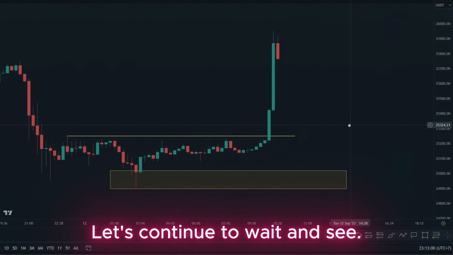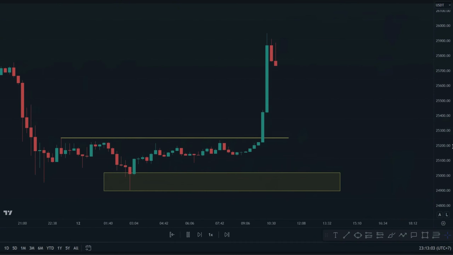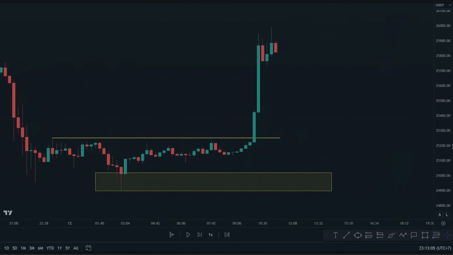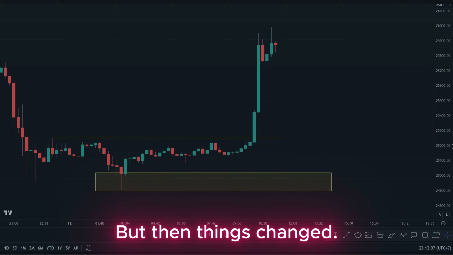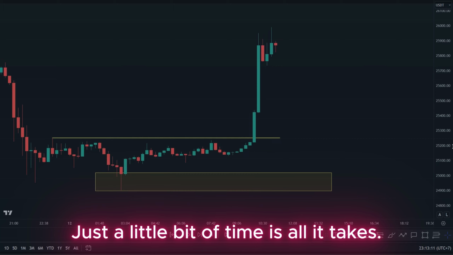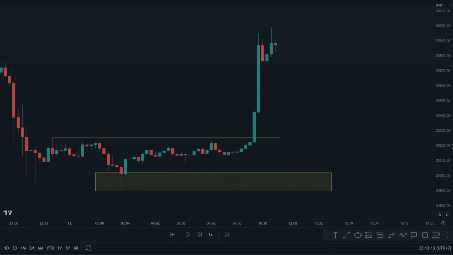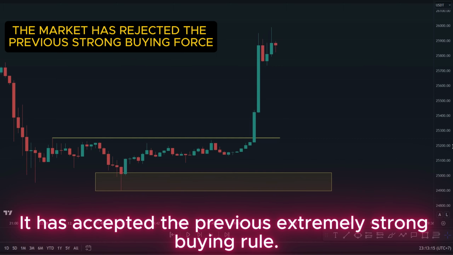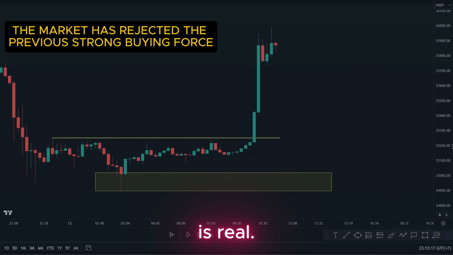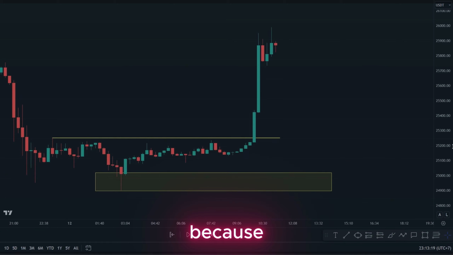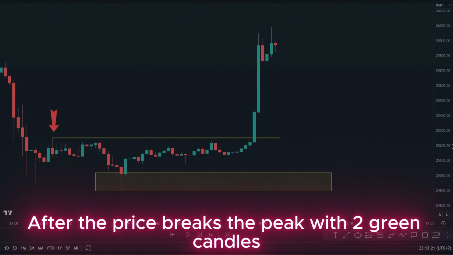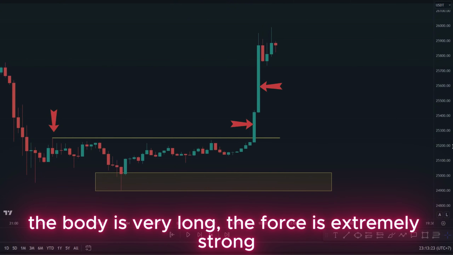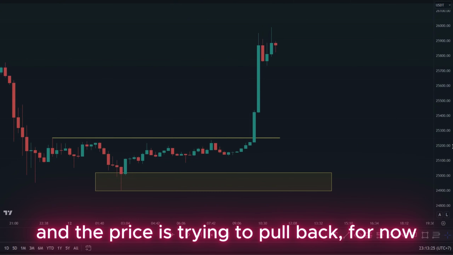Let's continue to wait and see. But then things changed. Just a little bit of time is all it takes. Everything has changed. The market now has accepted that the previous extremely strong buying force is real, because the price breaks the peak with two green candles, the body is very long, and the force is extremely strong.